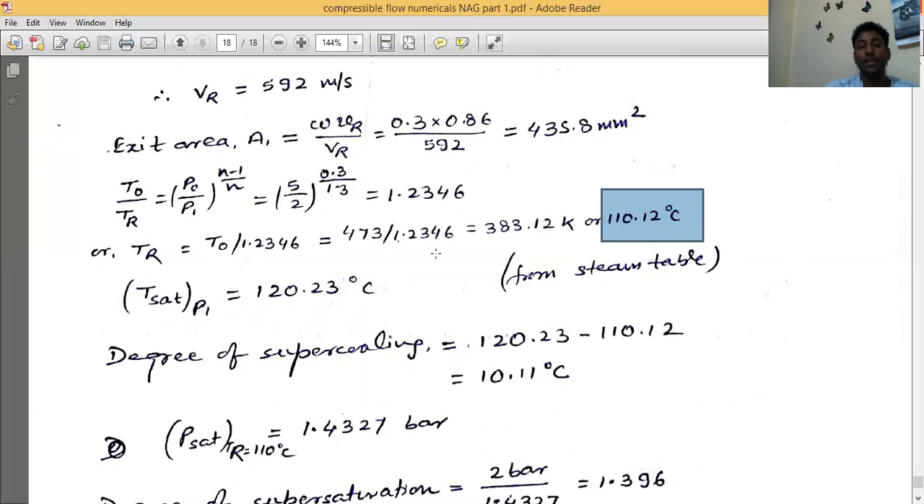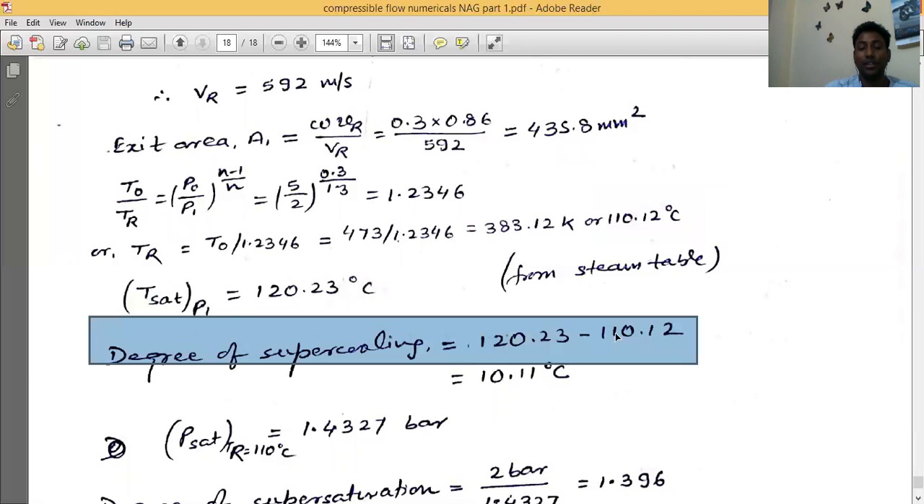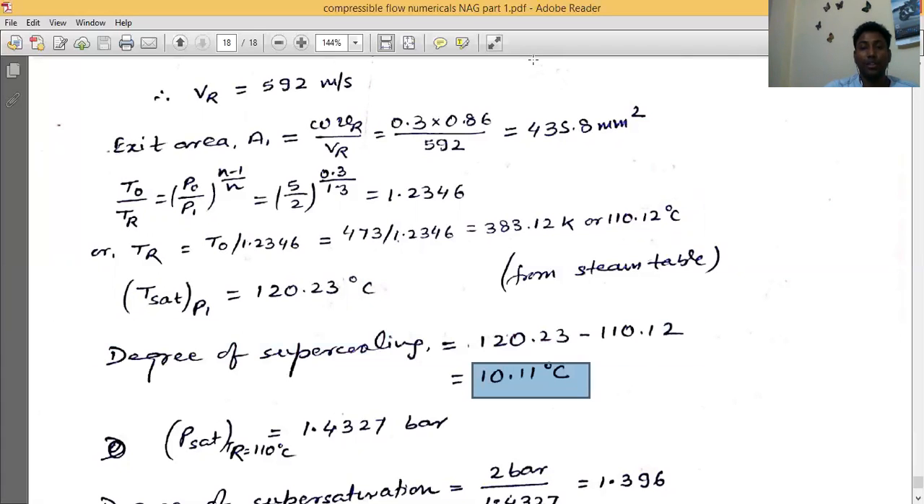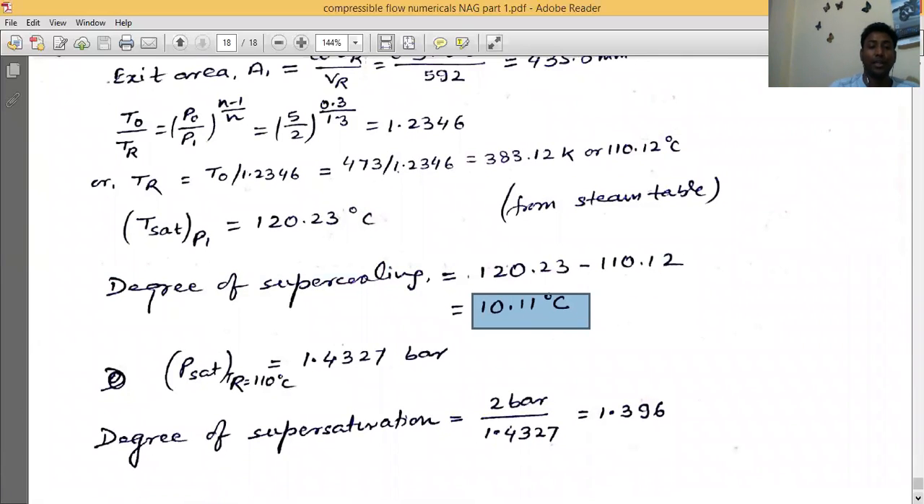Here we observed that the saturation temperature corresponding to the exit pressure is higher than the actual temperature at this pressure. That's why this is called supercooling, and the difference between these two temperatures will give the degree of supercooling. Therefore, the degree of supercooling we can calculate by taking the difference between these two, and that is 10.11 degrees centigrade.